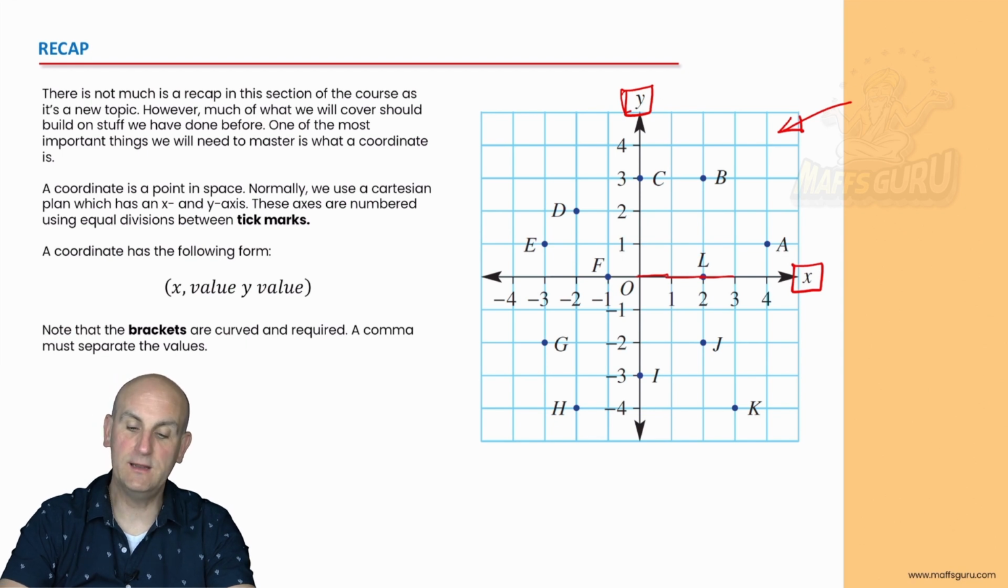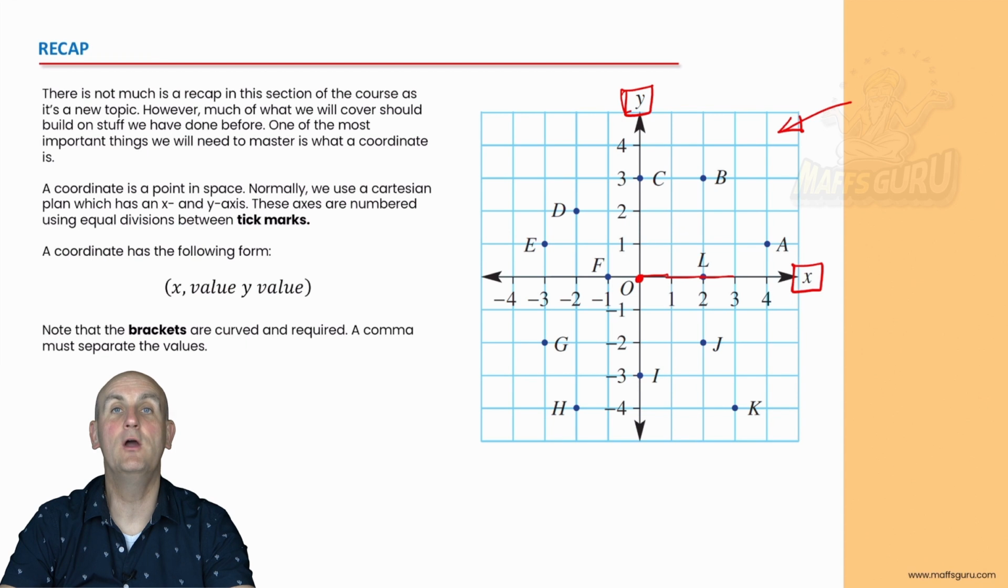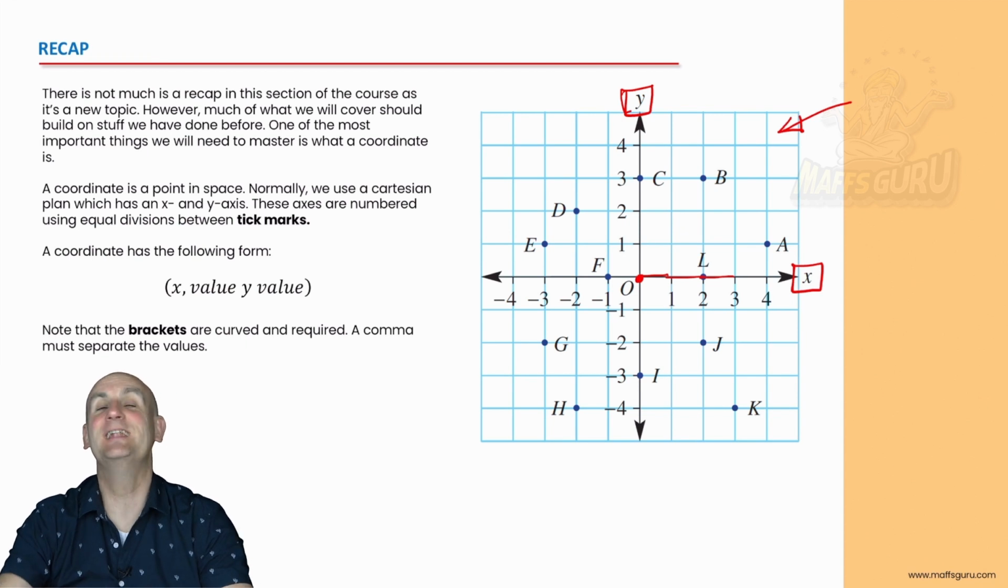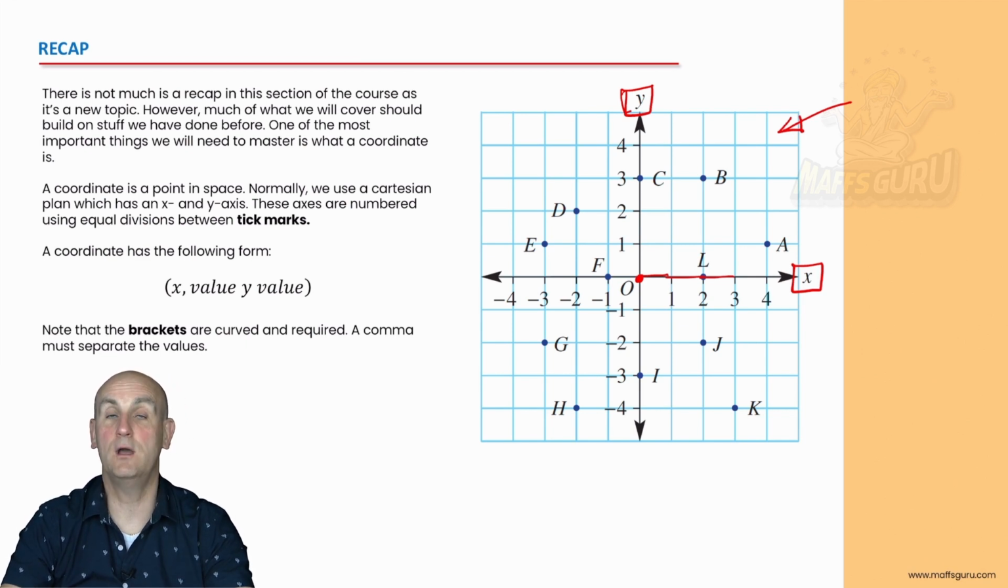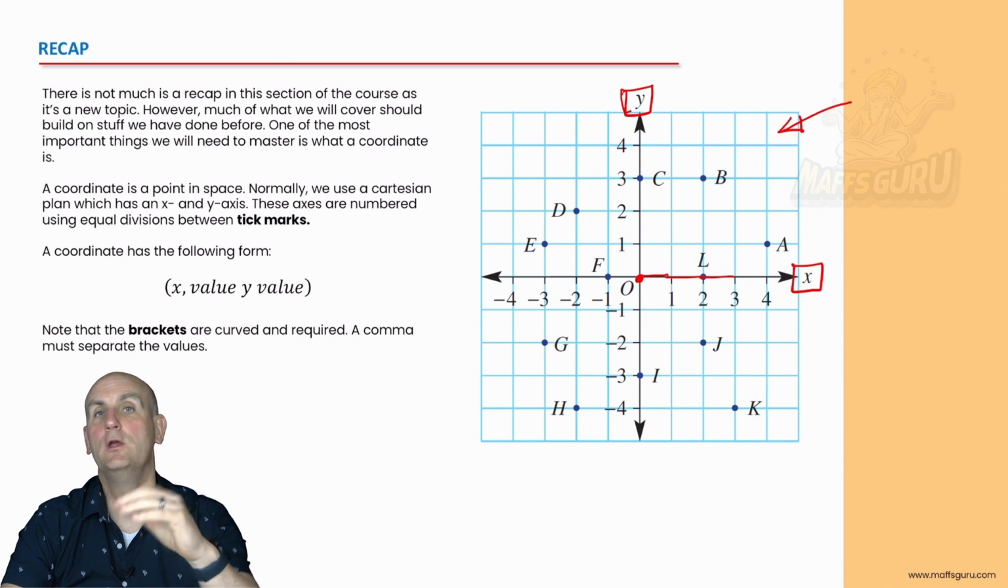We have this point in the center here, which is called the origin, which is great in Australia because it's an energy company. Anyway, and then we have these dots with letters beside them, which are coordinates. And hopefully you guys know what a coordinate is.